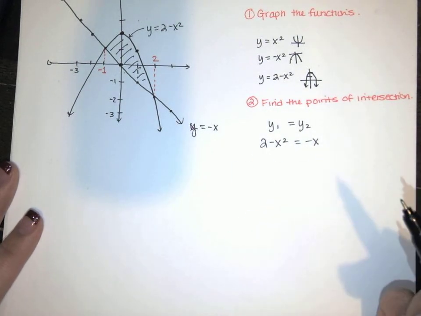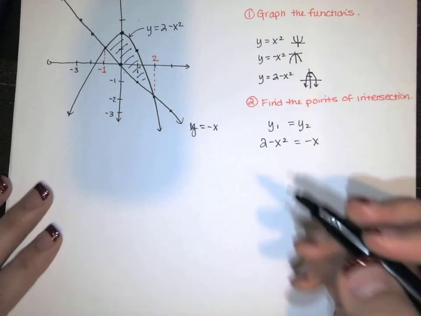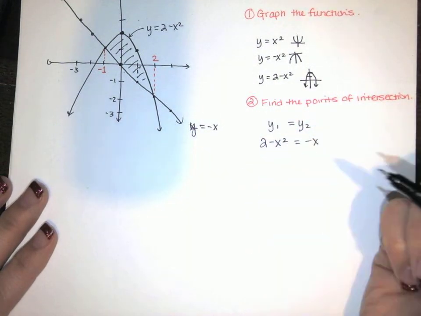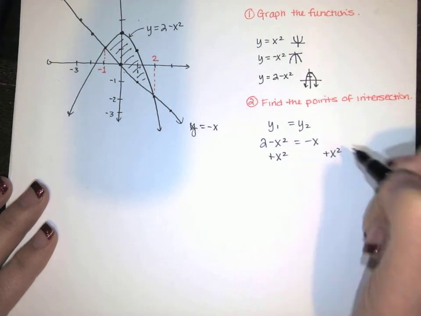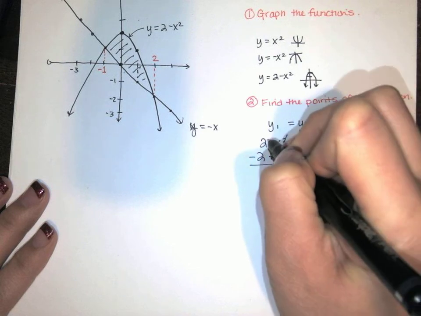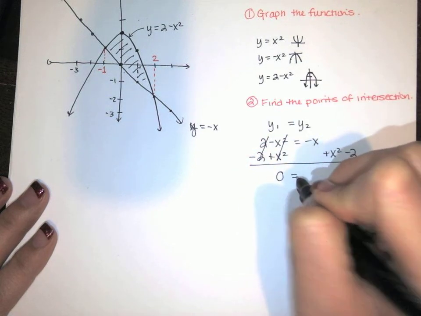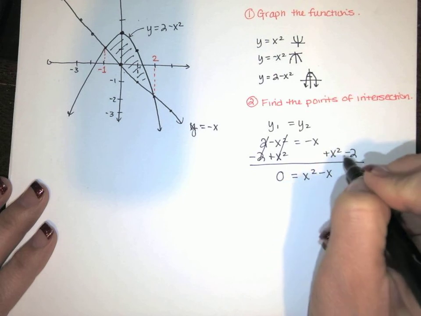The easiest way to solve a quadratic equation is to set one side equal to 0 and then factor if possible. I'd like to have a positive x squared term, so I'm going to add x squared to both sides and subtract 2 from both sides. So those guys are gone, and now I have 0 equals x squared minus x minus 2.